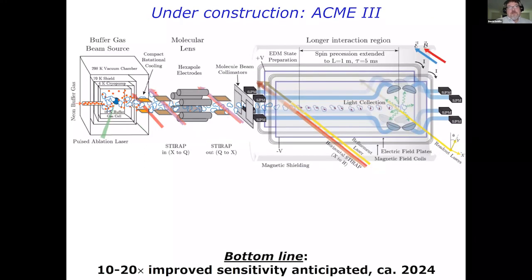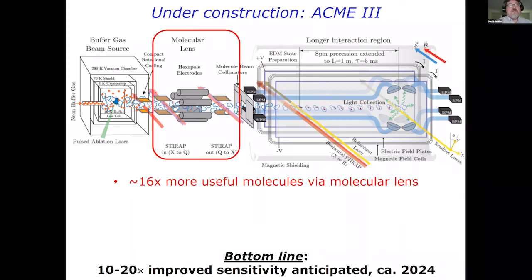We're now trying to improve ACME. We're building the third generation, ACME 3. The main improvement we're going to use is an electrostatic molecular lens, where we calculate that we'll get 16 times more molecules. It's complicated. We have to move the molecules into a different metastable state to focus them and then back out of that metastable state. But all the properties of that state have now been verified in our lab.